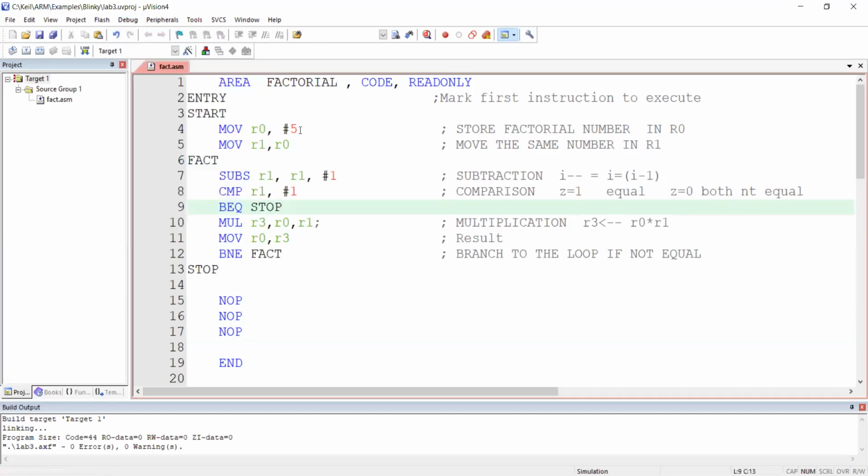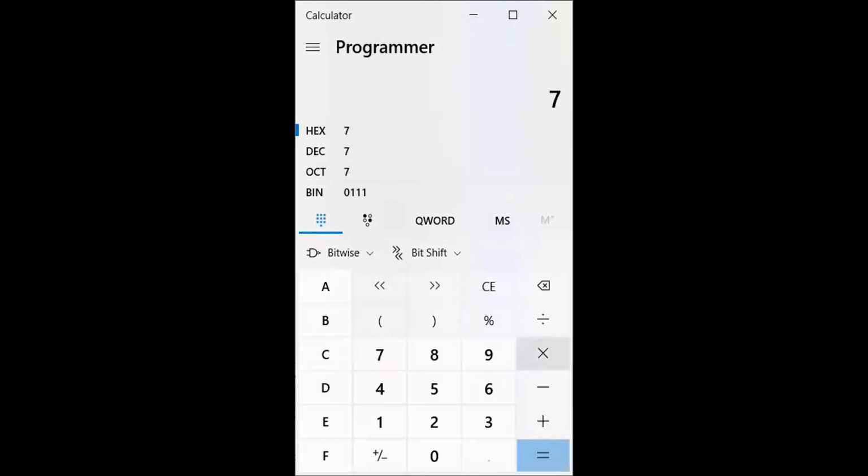Now, what I do is I will try to change this to some 7. I am sharing the calculator. 7 star, 6 star, 5 star, 4 star, 3 star, 2 star, 1. So hence the answer in hex should be 13B0. Let's see.